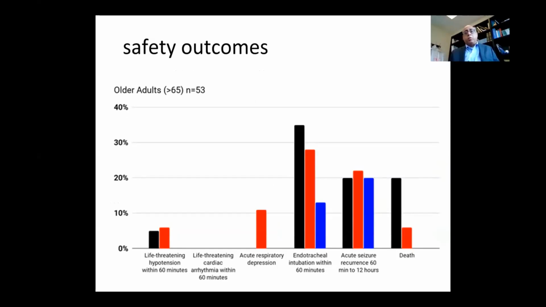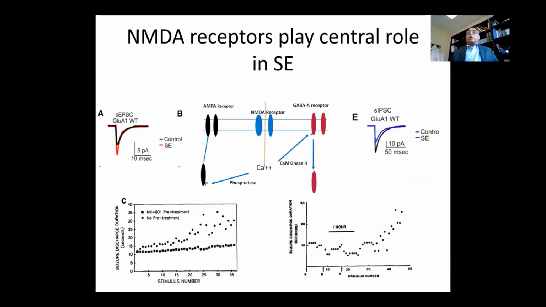Other adverse events were equally common amongst the three drugs. So in summary, we tested three drugs, which are all anti-seizure drugs, for termination of benzodiazepine-refractory status epilepticus. All three drugs were effective in approximately 50% of patients. They also had a similar safety profile with respect to cardiac arrhythmias, hypertension, and respiratory depression. The intubation rate was somewhat higher in children treated with fosphenytoin.